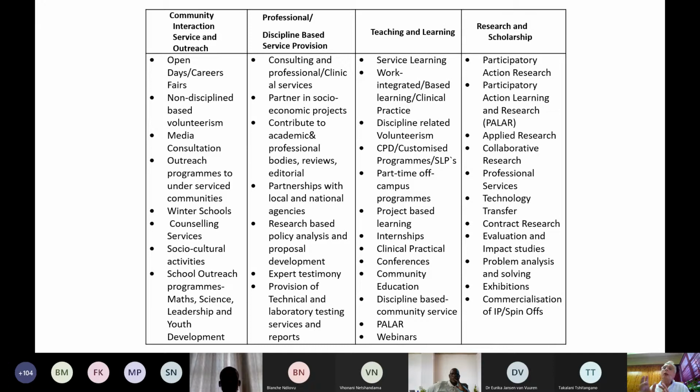And the way that we interpret it is that how do we move our research? We move it by means of action research, applied research, collaborative research, technology transfer, contract research, evaluation impact studies, problem analysis and solving, commercialization of IP and spin-off companies. This is quite an area that the university is working in specifically through its entities in the engineering and the technology fields.